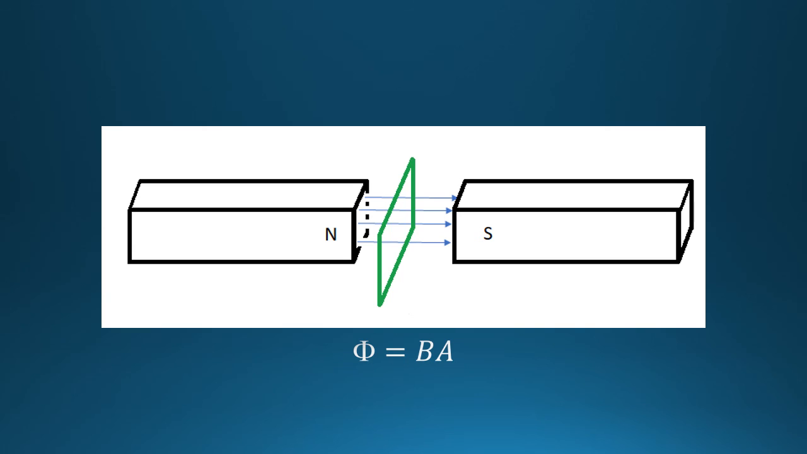Magnetic flux is the product of the average magnetic field times the perpendicular area that it penetrates. So phi equals BA, as you can see below the diagram, where B is the strength of the magnetic field and A is the area perpendicular to the field. We can now use this formula to calculate the magnetic flux, given the strength of the magnetic field B and the perpendicular area A.